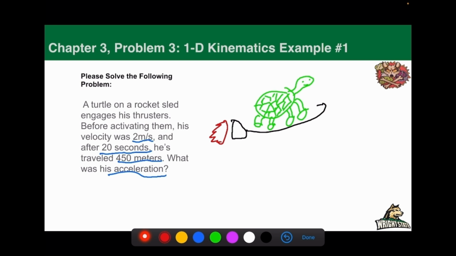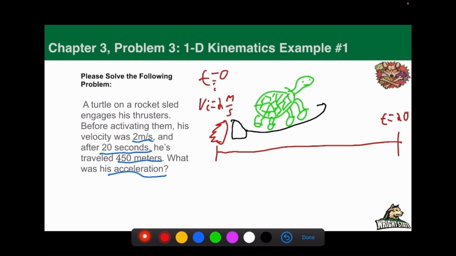So before he activates them, his velocity was 2 meters per second, meaning back here, his initial velocity was 2 meters per second. And after 20 seconds, he's traveled 450 meters. We want to know the acceleration. So he's gone in this direction. This velocity, by the way, was at time t equals 0. We're going to set the clock the moment that he activates the rocket thrusters, and we're going to stop the clock at t equals 20 seconds. So my ti is 0, my tf is 20. Basically, he was moving 2 meters per second when he turned the rocket sled on. We're going to call that time equals 0. 20 seconds later, he's moved 450 meters away.